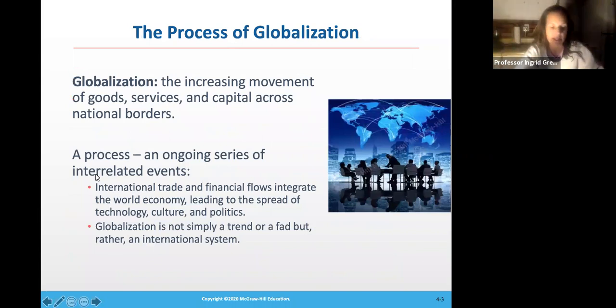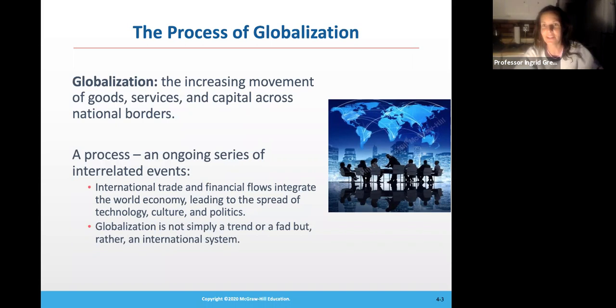What is globalization? So this is the increasing movement of goods, services, and capital across national borders. It's a process, right? It's not just a one-time thing. It's an ongoing series of interrelated events. International trade and financial flows that integrate our world economy, leading to the spread of technology, culture, politics. Globalization is not simply a trend or a fad, but rather an international system. So if you're not familiar with globalization already, you will be.